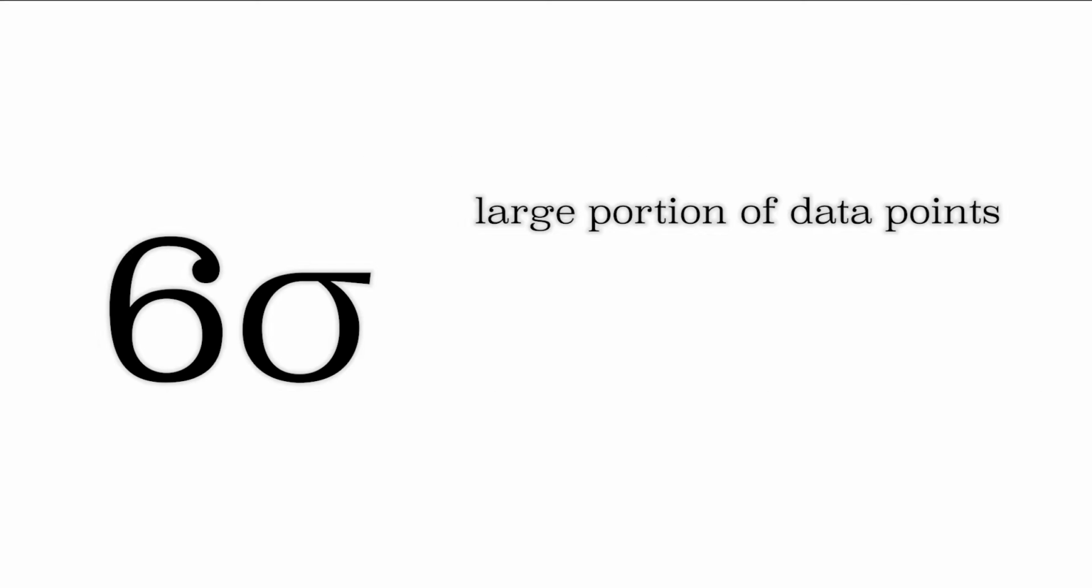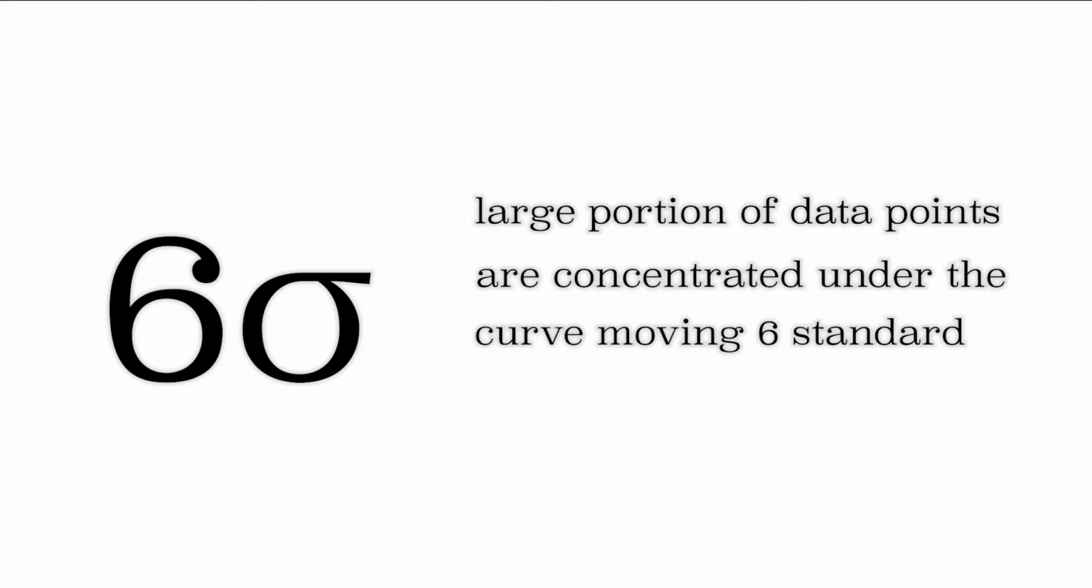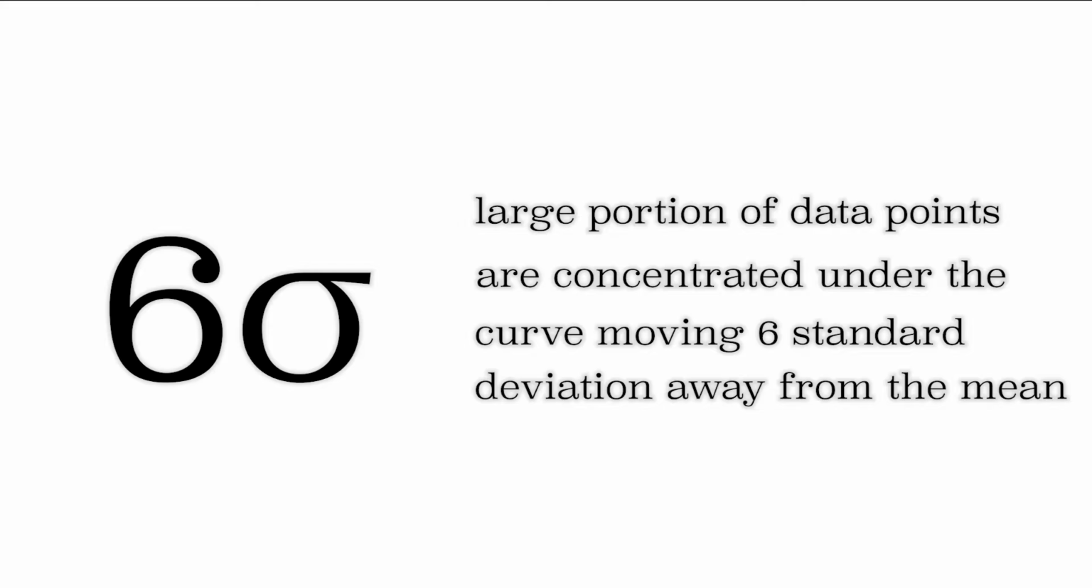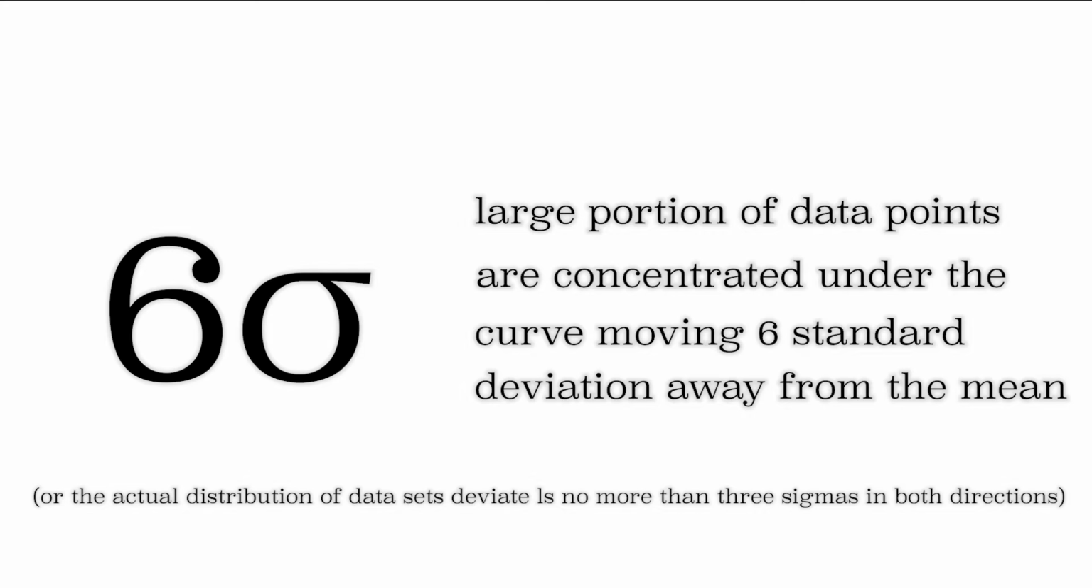So Six Sigma means a large portion of data points are concentrated under the curve, moving 6 standard deviations away from the mean, or the actual distribution of data sets deviates no more than 3 sigmas in both directions.